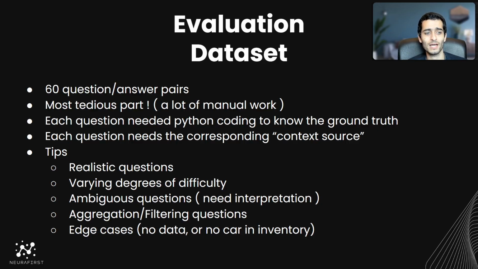Another thing is that each question needs the corresponding context source, basically the number of listings that are needed to answer the question. And why do we need this? It's because we can check whether the RAG system is able to fetch the data in the right way, right? And by preparing the right context source, we'll be able to double check whether this is the case or not.